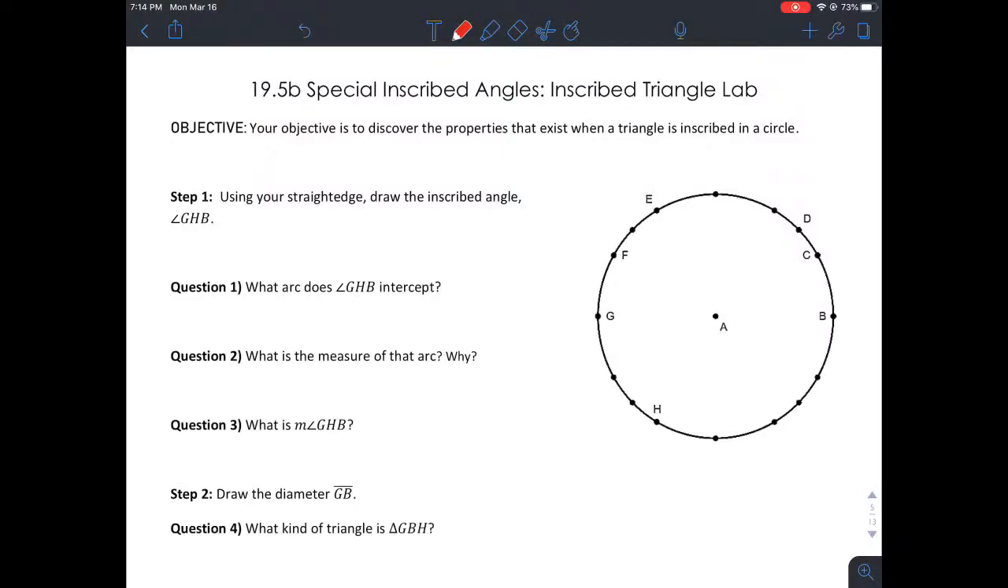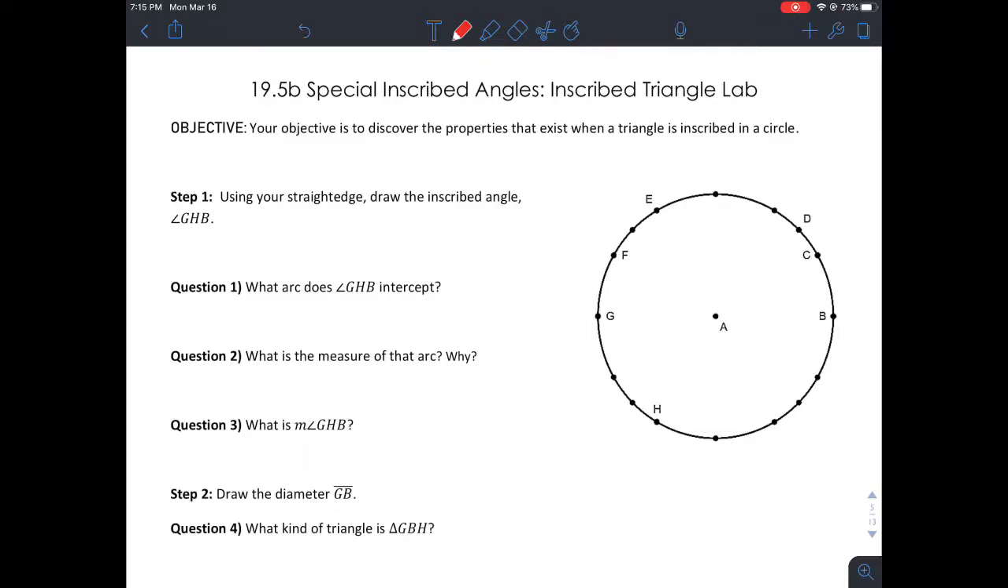So for the next lesson, we are going to learn about inscribed triangles. The last lesson we learned about inscribed angles. In this case, we are going to learn about inscribed triangles. So we're starting out with a lab. We're going to actually kind of try and figure things out for ourselves here.